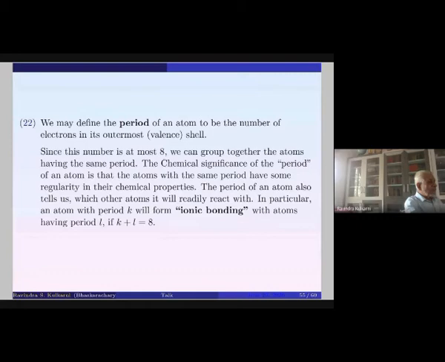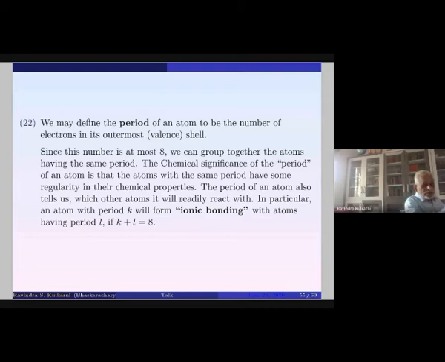The chemical significance of the period of an atom is that atoms with the same period have some regularity in their chemical properties, like the boiling point, melting point, and so on. The period of an atom also tells us which other atoms it will readily react with. How will the molecules be formed? How will the compounds be formed? This is very largely determined by these valence electrons.